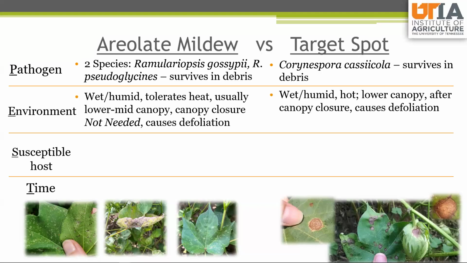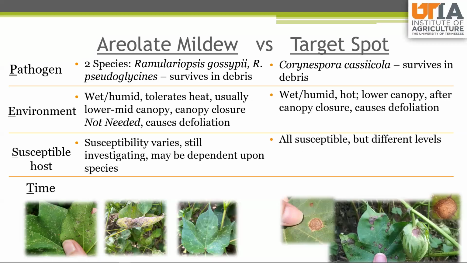While target spot, you will first find it in the lower canopy only after canopy closure has occurred. The areolet mildew, we have seen it in high prevalence before the canopy ever closes. And again, while you might find it in the lower canopy first, you might also see it in the mid canopy first, and it gets in the upper canopy much more easily than target spot does. Both of them, though, again, their main mechanism for causing yield loss is defoliation, premature defoliation of the cotton leaves.